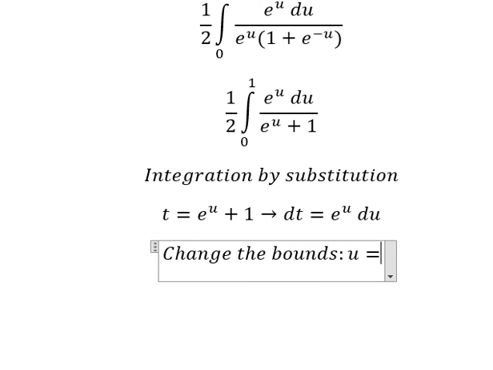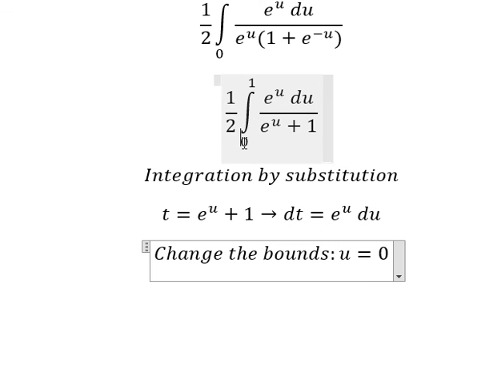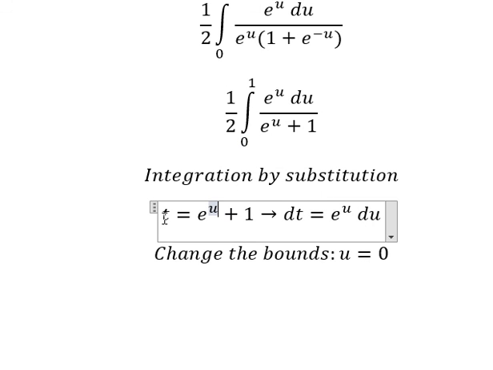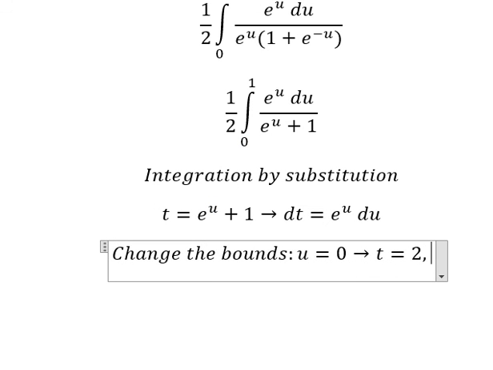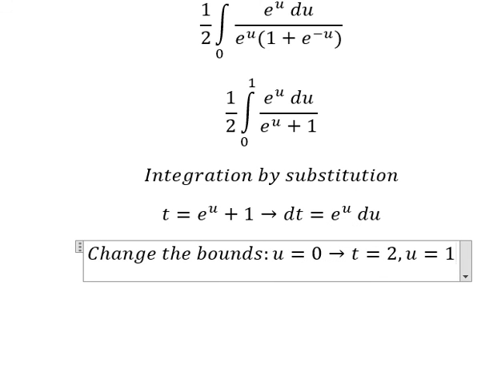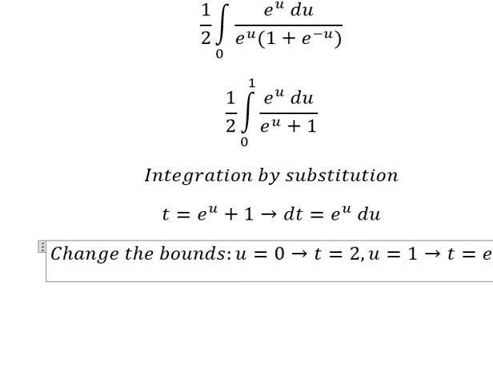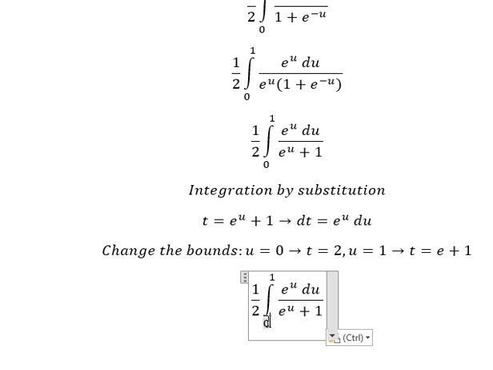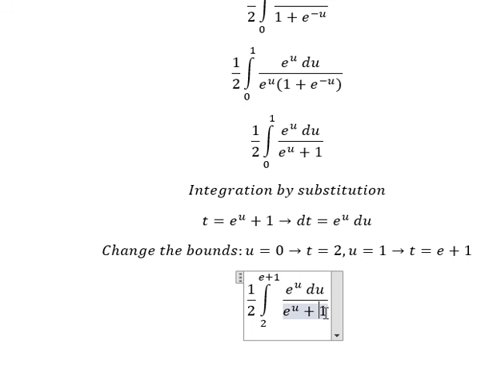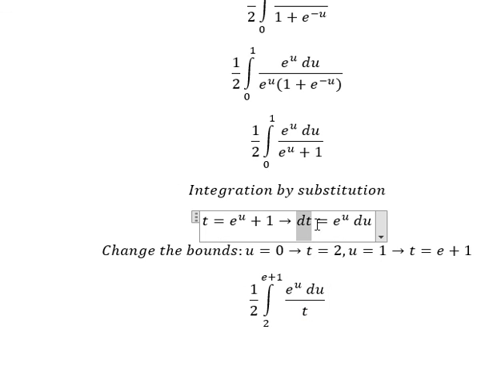When u equals 0, so I will put 0 in here, and we can find the value of t. So t equals number 2. When u equals 1, so we put 1 in here, and we have t equals e plus 1. So 0 we change by number 2, 1 we change by e plus 1. This one we change by t. E to the power of u du we change by dt.